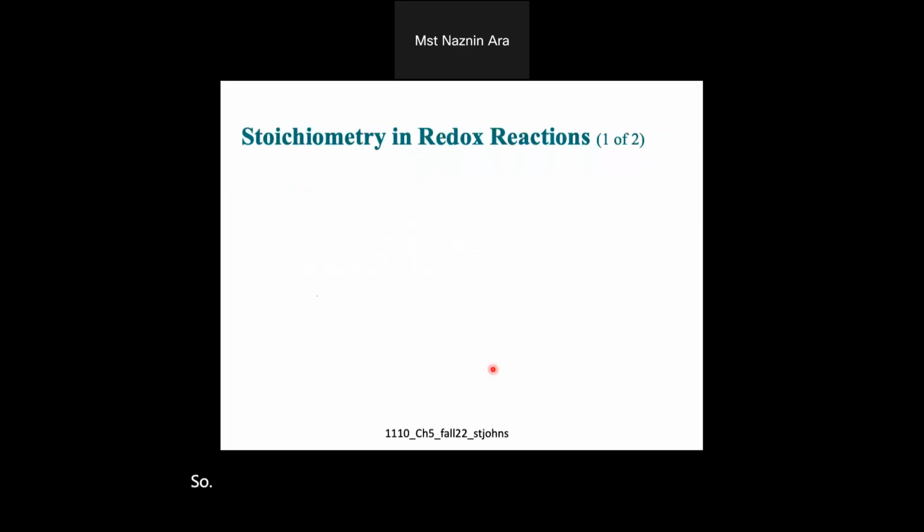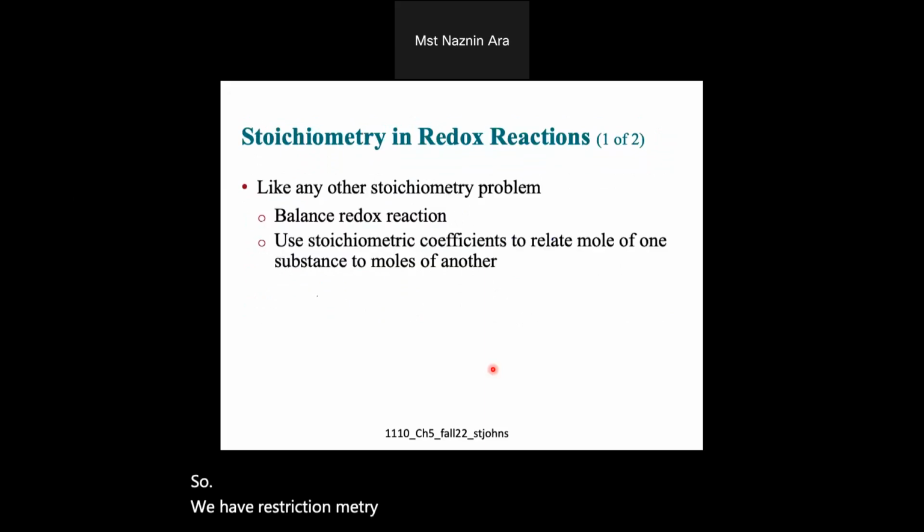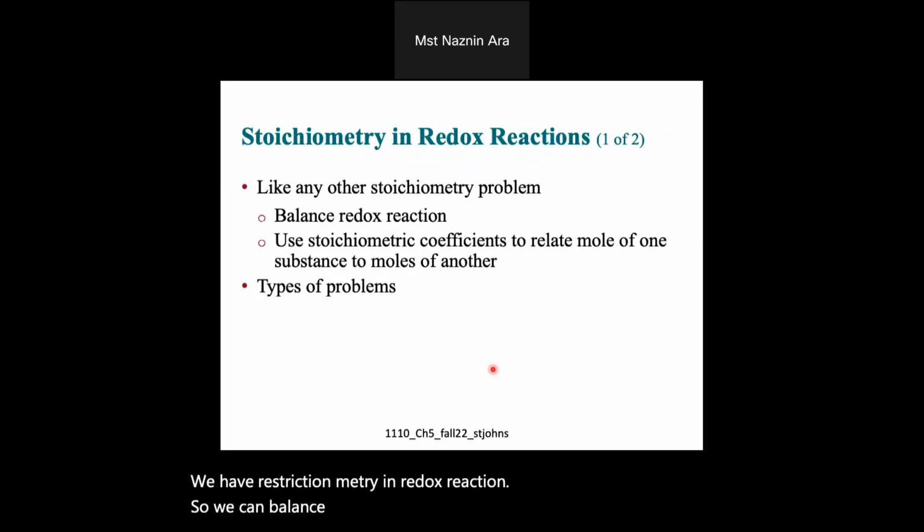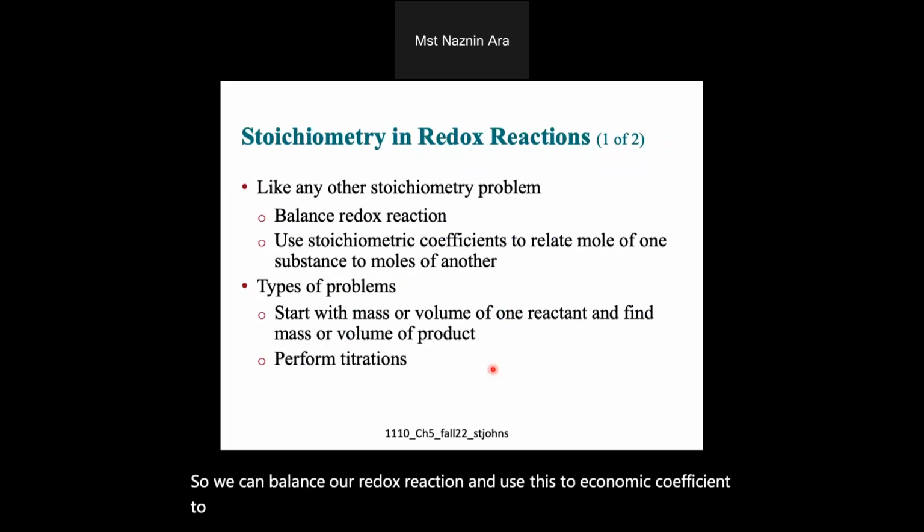So now we have stoichiometry in redox reactions. We can balance our redox reaction and use the stoichiometric coefficients to get the mole-to-mole relationship, and then we can solve some problems. What type of problems can we solve? We start with the mass or volume of one reactant and find the mass or volume of product. For titration, we can find the reactant calculations and also the percentage yield.